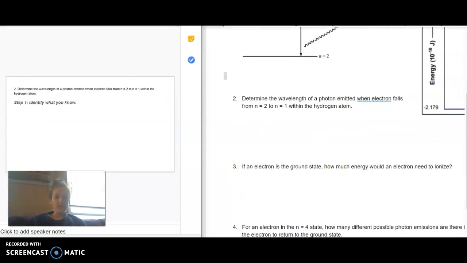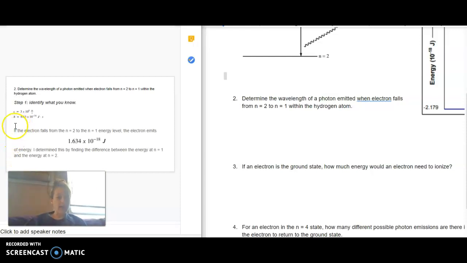Cool. So let's move on to the second question. Determine the wavelength of a photon emitted when the electron falls from n equals 2 to n equals 1 within the hydrogen atom. So just like we do always, identify what you know. That's always your first step. So we know the speed of light, we know Planck's constant, and I know that if the electron falls from n equals 2 to n equals 1, the electron will emit 1.634 times 10 to the negative 18th joules. So I found the difference between the energies of the n equals 1 and n equals 2 state. I simply subtracted what was listed there.